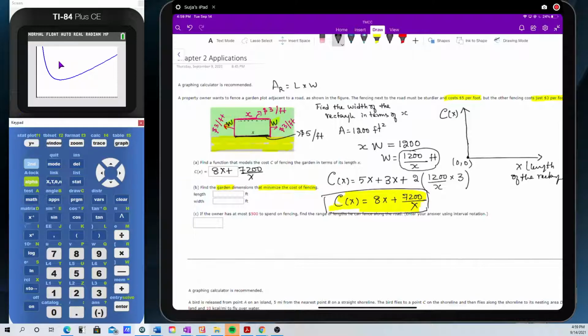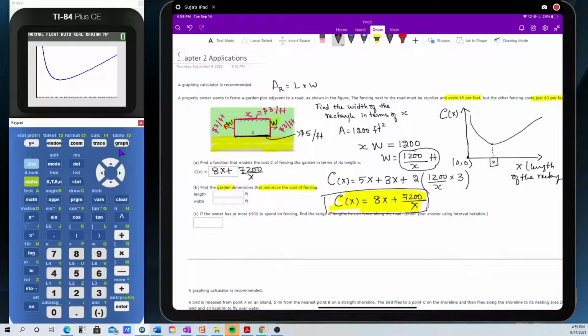So now the question here is asking, find the garden's dimension, and to find the x value. So let me sketch what I'm seeing approximately here. It looks like there is a point here where my x is minimum. So this is what I'm going to look for, and that will give me the length of the rectangle. So how do I find that?